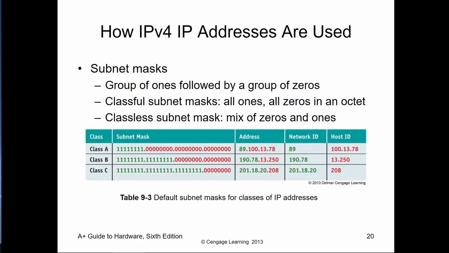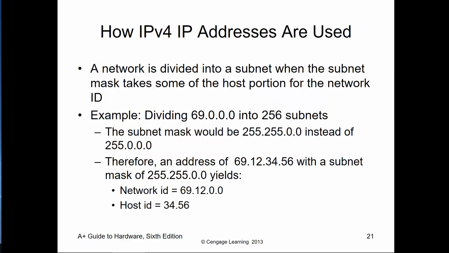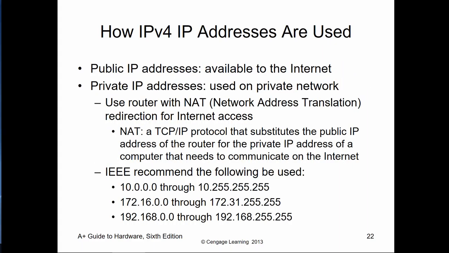And we have additional services like DNS that also have to be there. But we're going to talk about that in a little bit more detail here coming up. So again, the dividing of a network into different groups can be done by manipulating that subnet mask. So we talked about private and public IP addresses.